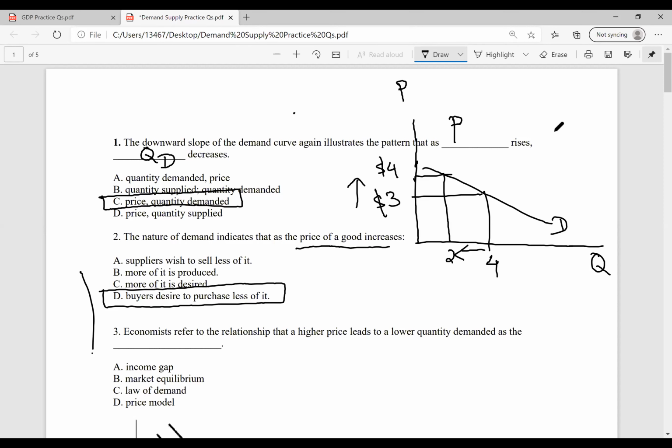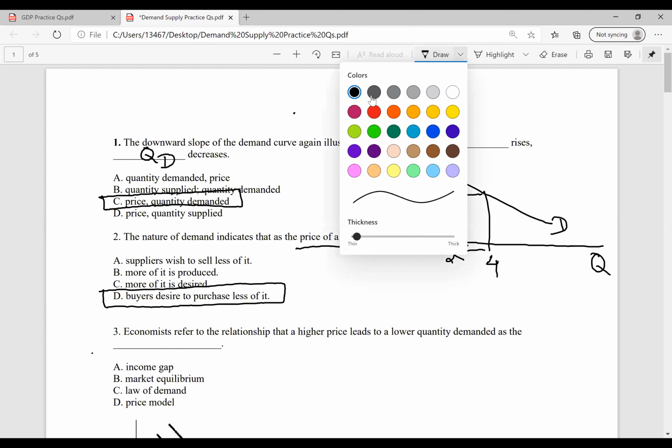Zoom is very sensitive. It's not really allowing my Microsoft Paint to work to its fullest extent.